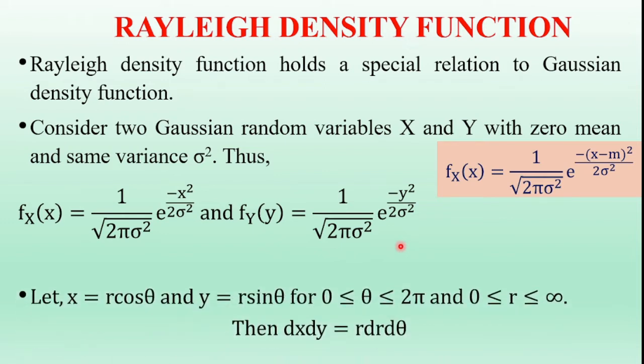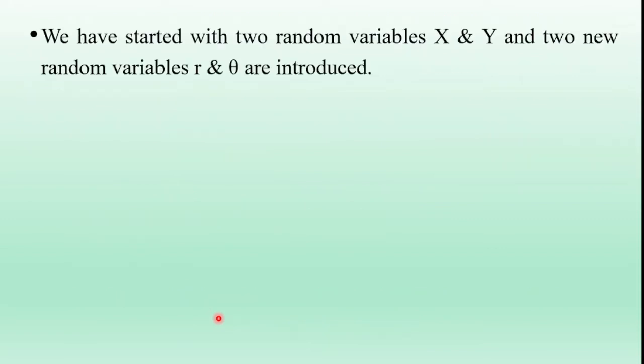So we know that, let us consider x is equal to r cos theta and y is equal to r sin theta for theta is equal to 0 to 2 pi and small r is equal to 0 to infinity. Then dx dy is equal to r dr d theta. So now here x is equal to r cos theta and y is equal to r sin theta. Then x square plus y square is equal to r square. So we have started with two random variables, capital X and capital Y are the two old random variables, and consider two new random variables r and theta.